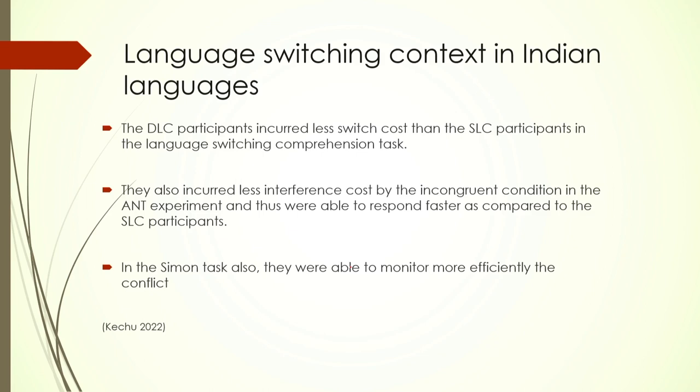The study also looked at language switching context and its impact on executive control mechanisms. What they found was that dual language context participants incurred less switch cost than the SLC participants. This is in line with the other findings where bilinguals who live in the dual language context are showing finer control on the executive control mechanism. This study also found that they incurred less interference cost in the incongruent condition in ANT as well, and were able to respond faster than the SLC participants. So overall this study found that the DLC participants had much higher executive control put in place as opposed to the monolingual single language context participants.